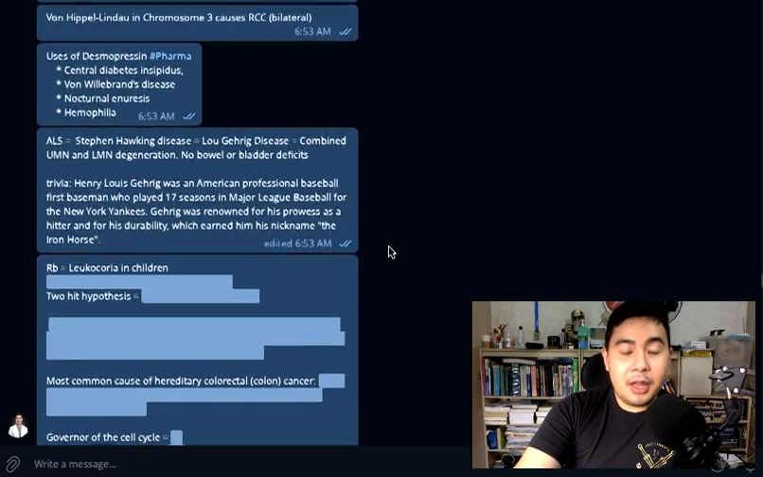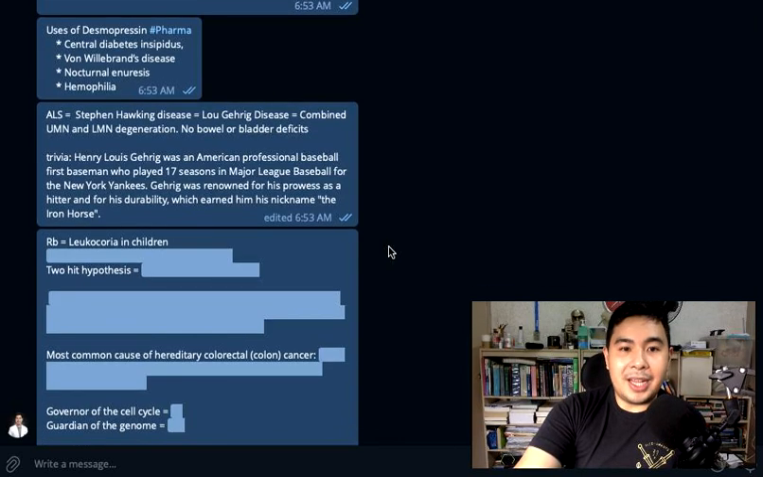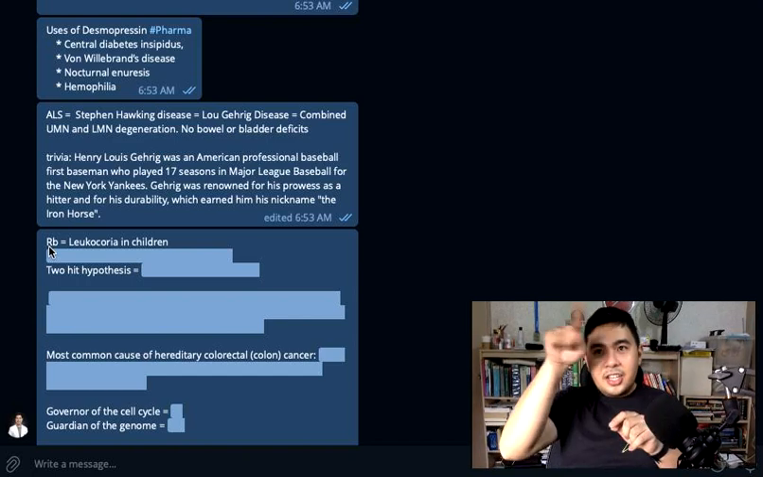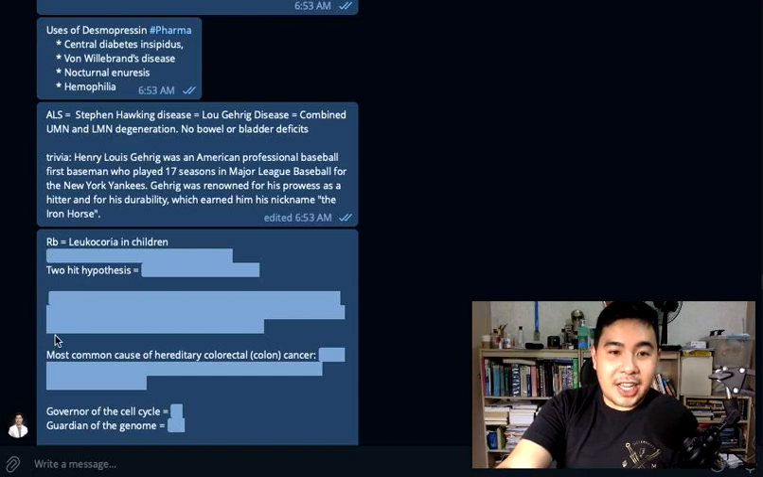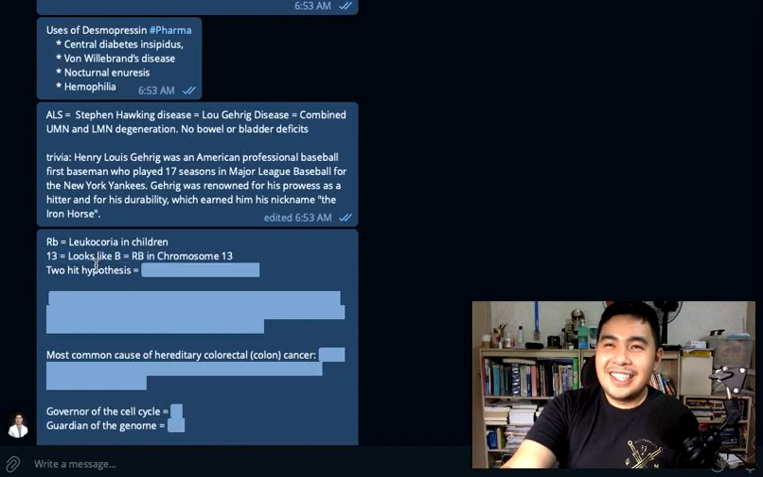So the next disease I talked about was retinoblastoma. Retinoblastoma presents classically as leukocoria in children. For retinoblastoma, how do you remember what chromosome the gene is found in? Look at the R separated out. It looks like a 13. So yeah, it's found in chromosome 13.